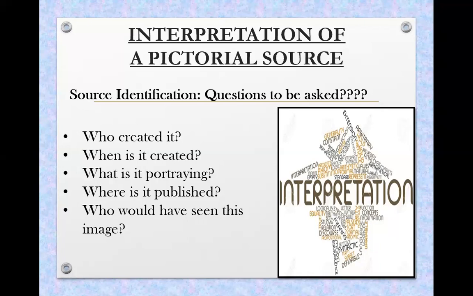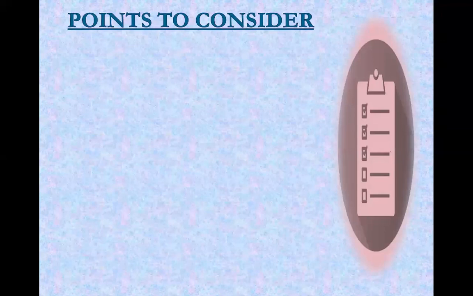So whenever something is being published, whether it's an article or a picture source, it will be based on who is going to read, who is going to see, or who is going to check that picture. Clear? All right, now we are moving to the next.